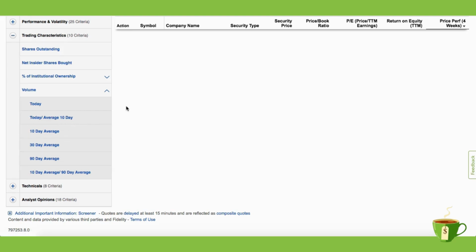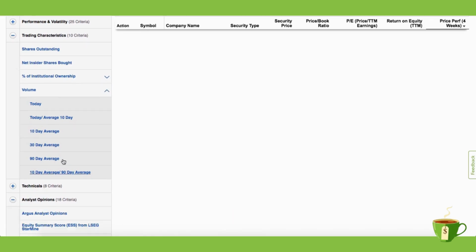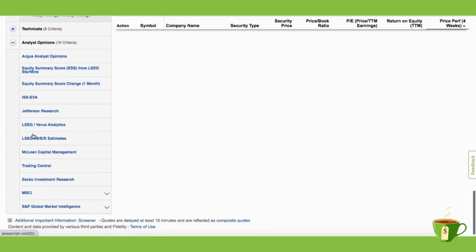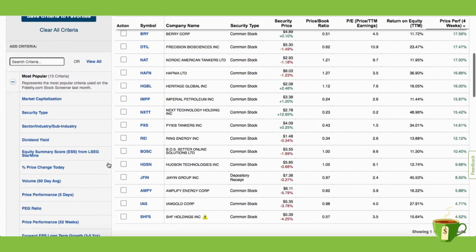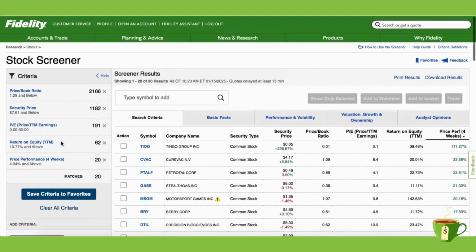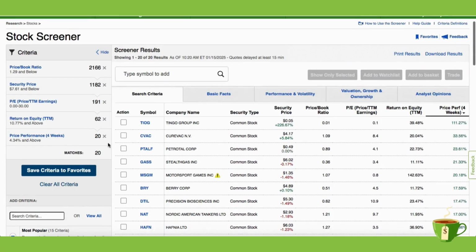And then obviously if you care about analysts or companies that do research and give ratings, like Zacks Investment Research, you can do that too. But let's stick with what we have right now because we have 20 matches.